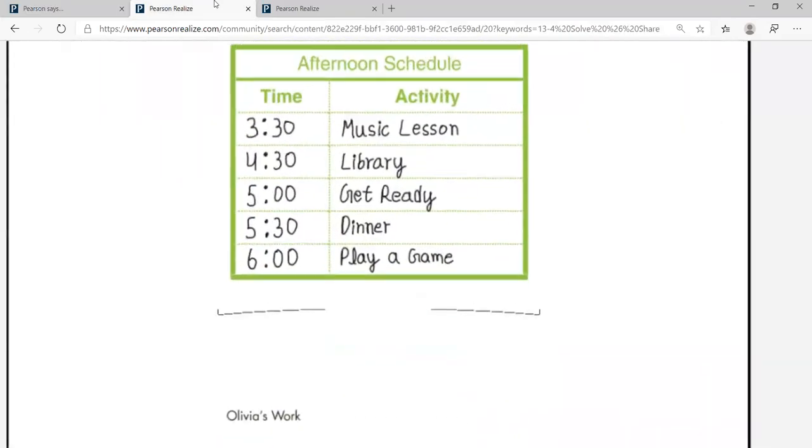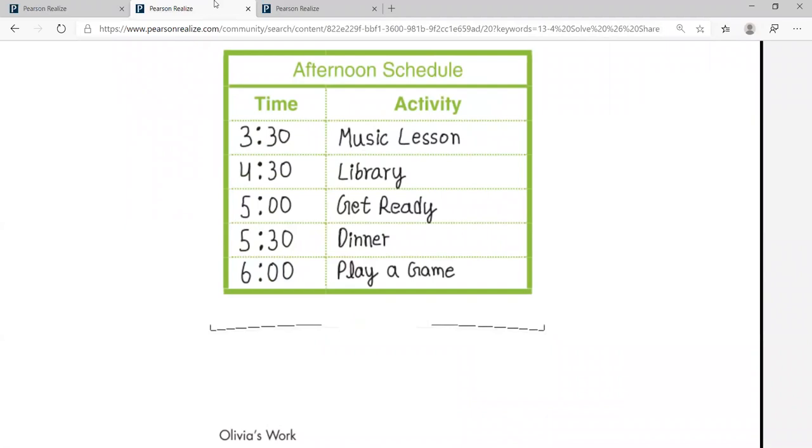If you look at the first schedule, this student has put the times along the first side, 3:30, 4:30, 5 o'clock, 5:30, and 6 o'clock, as well as the matching activity: music lesson, library, get ready, dinner, and play a game.